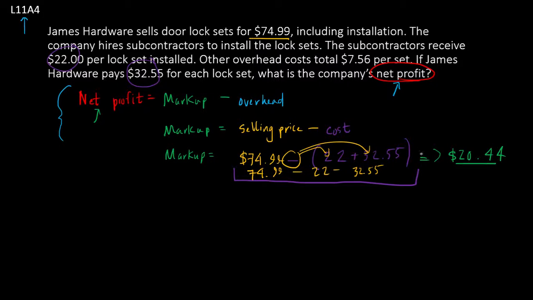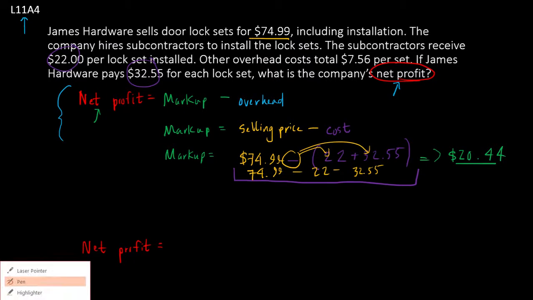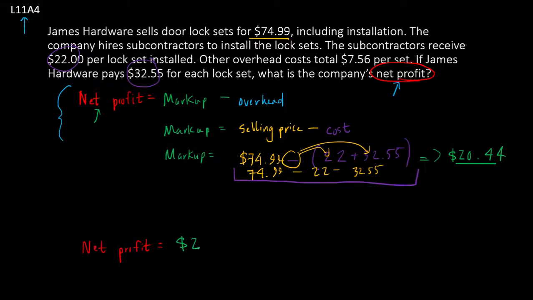I can plug this number into my net profit equation. So net profit is equal to $20.44 minus our overhead. And we're told that overhead costs include $7.56 per set. So the net profit ends up being $12.88.